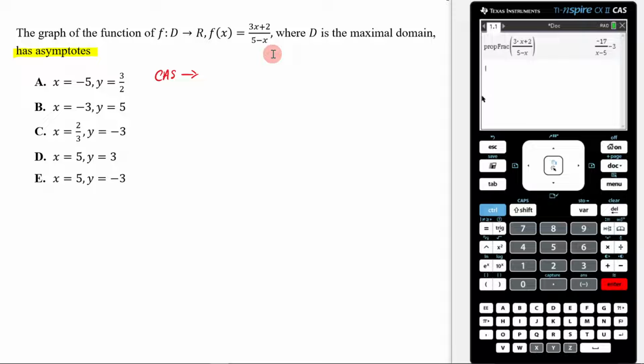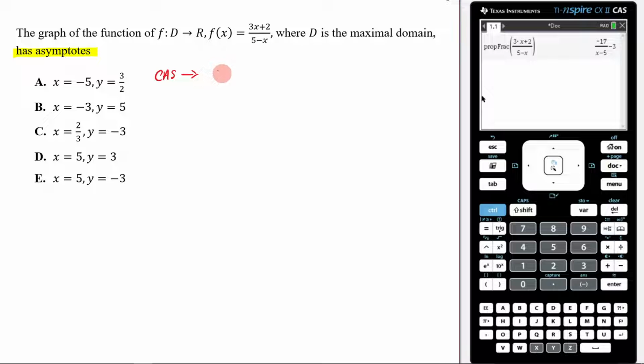And as you can see, we've now got the same function, but now in another form. So what this is telling me is this. It's saying another way to write this is like this: negative 17 on x minus 5, minus 3. And then from this, we can read off our asymptotes.